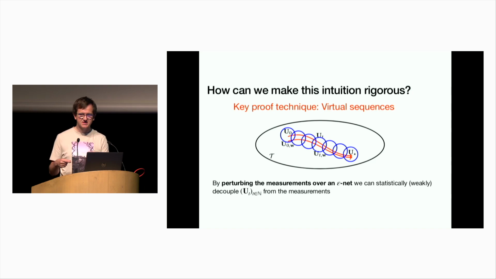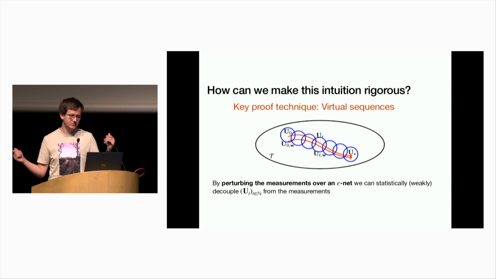run virtual sequences where we disturb the measurements over some epsilon net, and then basically we are able to weakly decouple the sequence, so the gradient descent sequence from the measurements, and with this additional statistical freedom, we're basically able to establish stronger concentration bounds, and with this, we are able to prove what we need to.